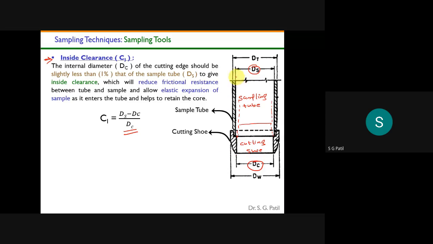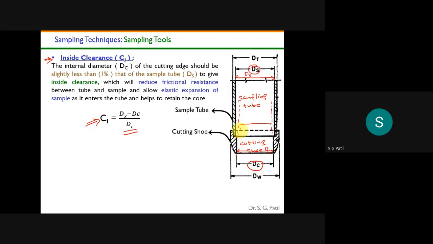So this dimension, Ds minus Dc. So Ds minus Dc divided by Dc will give me the inside clearance. So why do we have to provide this? Why do we have to make the dimension of your sampling tube slightly higher than the dimension of your cutting shoe? Any guess why we have to do it like this?